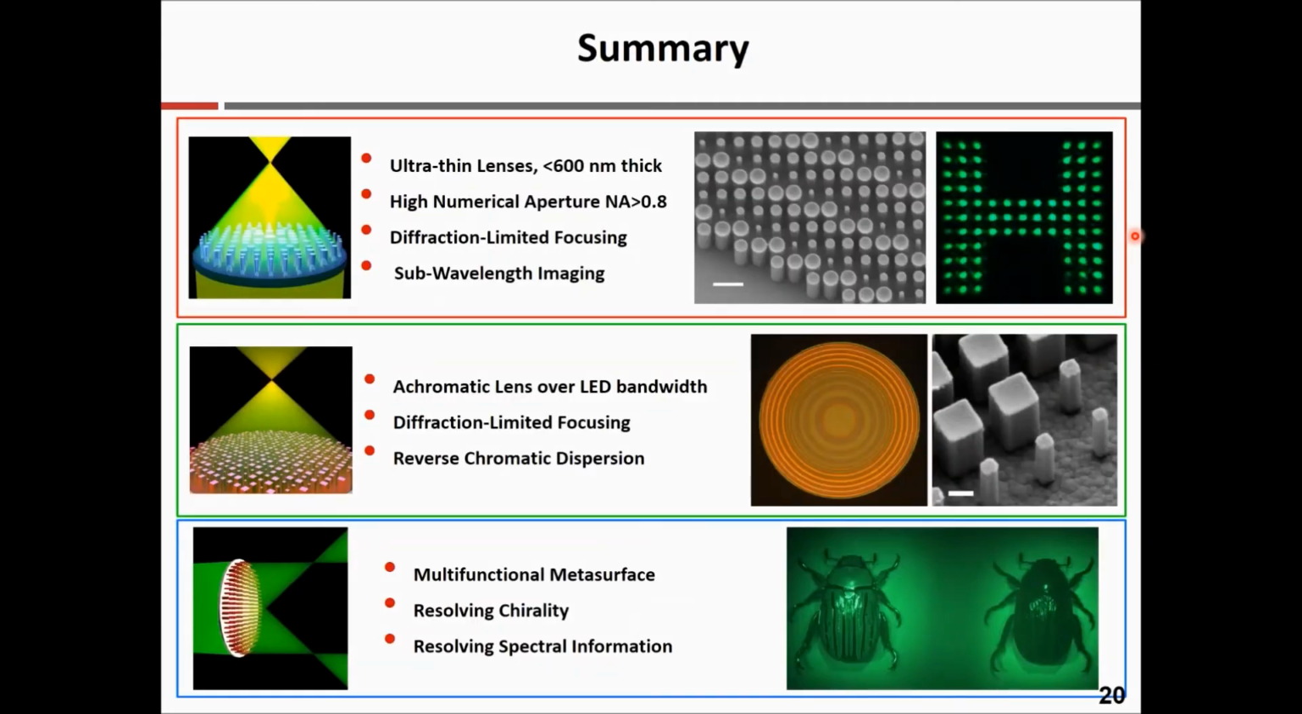So to summarize, we use an ultra thin layer of nanostructure, less than 600 nanometers, to make a metasurface lens with high numerical aperture. I have shown they can focus the light down to the diffraction limit. They are sub-wavelength, they can resolve sub-wavelength images, and I also showed how we can break away from diffractive optics to design achromatic lenses. And at the end, I have shown how we can use this concept to make multifunctional metasurface lenses to resolve chirality without adding any complexity to the fabrication.